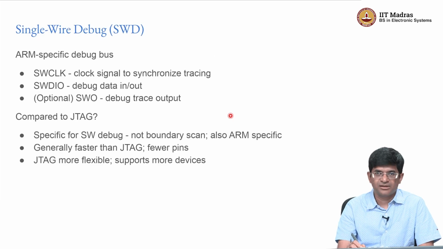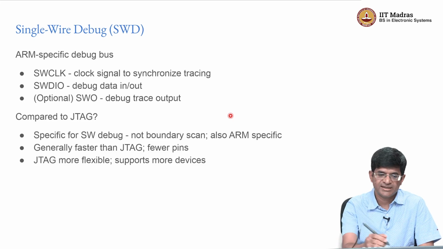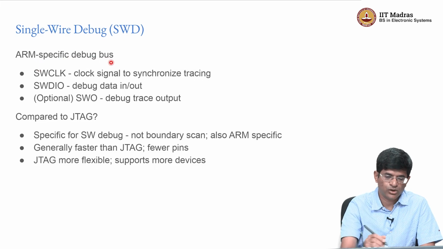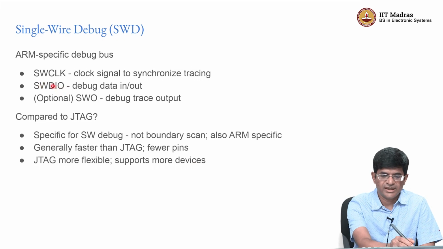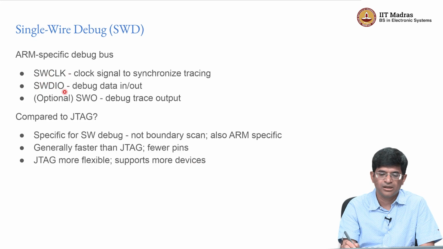Now, JTAG is complicated, it is highly capable, it is also slow, and it does much more than what you really need for software debug, right? As a result, people came up with other standards. The one that is most popular is what's called Single wire debug and is used primarily with ARM microcontrollers. It basically uses, well, two wires, right? Even though it's called single wire, it uses a clock and it uses a debug data in out.